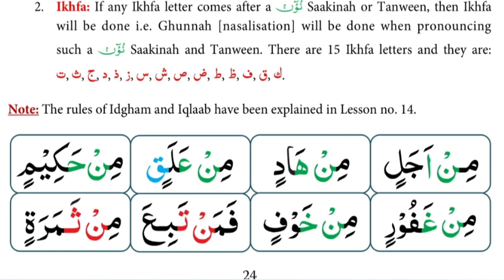For example, look at the third box in line 2. You can see noon sakin in this word, and after noon sakin, ta is coming, and ta is from ikhfa letters. So the rule ikhfa will be done in this noon sakin. That means you have to read noon sakin with ghunna, with nasalization, like this: faman tabi'a. If you read it without ghunna, it is not correct. You have to do ghunna. Note: the rules of idgham and iqlab have been explained in lesson number 14.